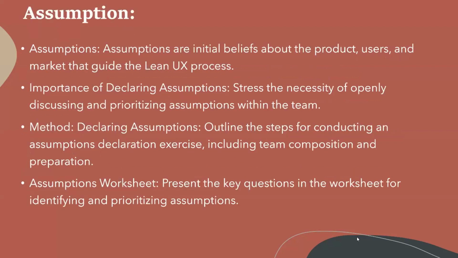So the first one is assumptions. Assumptions as a whole are nothing but what we believe to be true. Assumptions are initial beliefs about the product, the users, and the market, and they guide the Lean UX process. Declaring assumptions allows a team or an individual at the beginning to create a common starting point. Someone who has talked to the stakeholder has a common starting point. They might have a problem statement or whatever they might have heard.